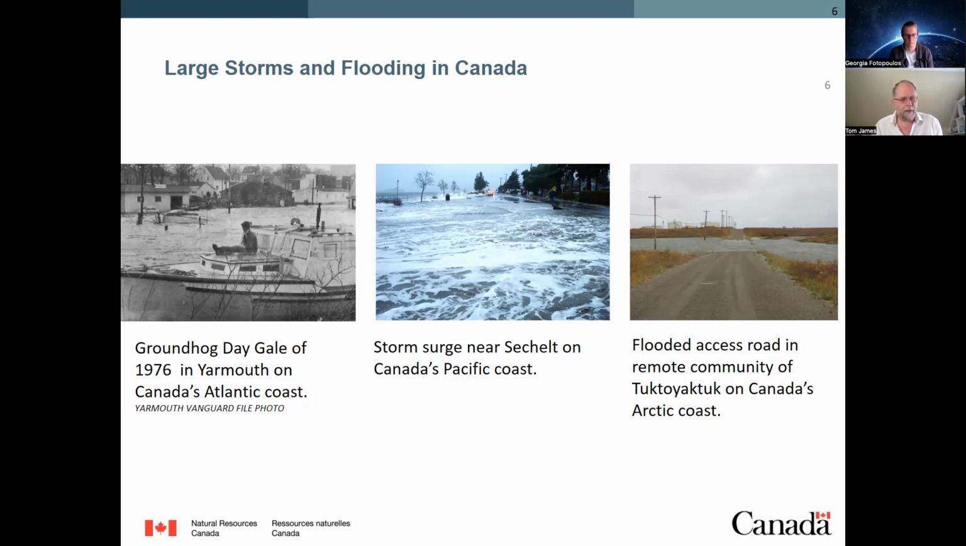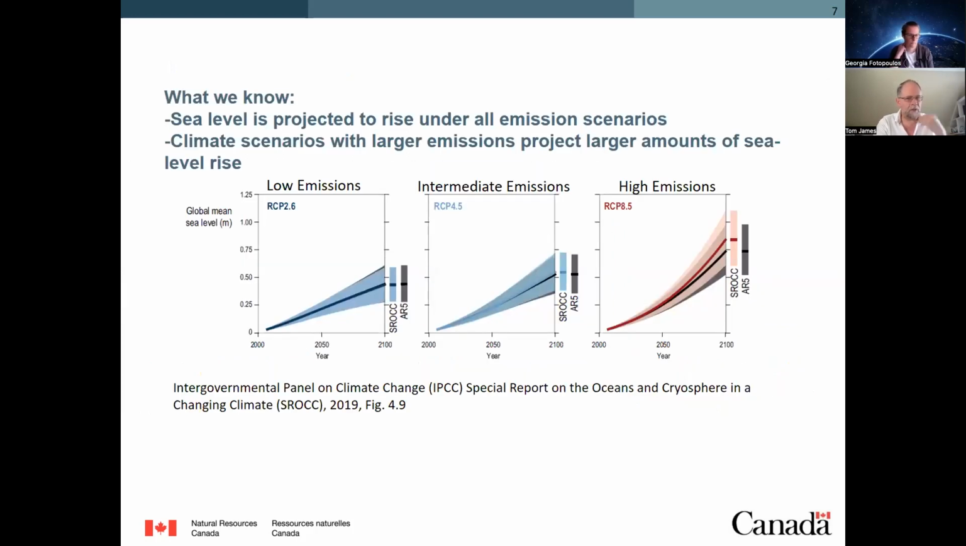The importance of sea level rise is that as relative sea level rises, the frequency and severity of storm surge flooding will increase. I'll discuss that in a little more detail. But first of all, without asking how these projections got generated, let's take a look at a few things that we know about sea level change.